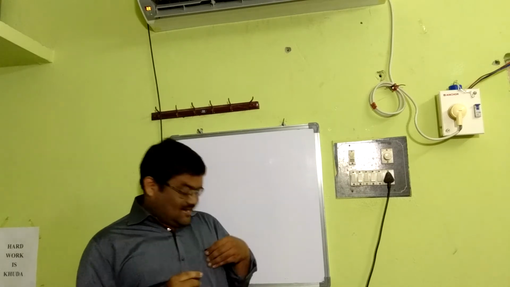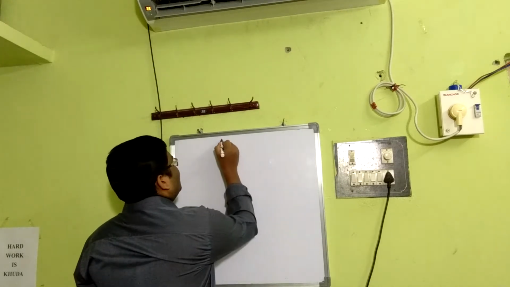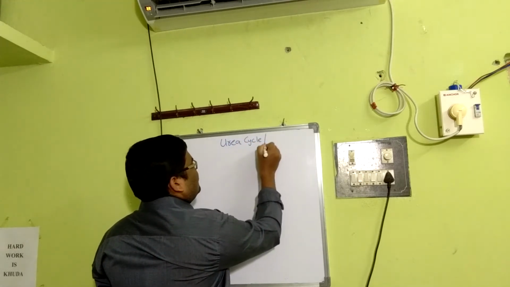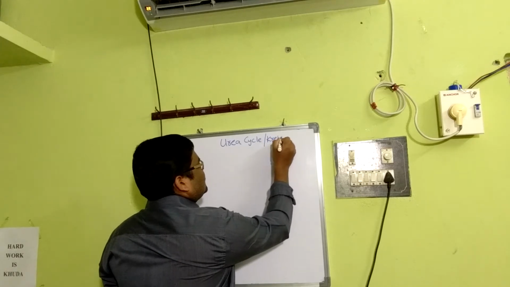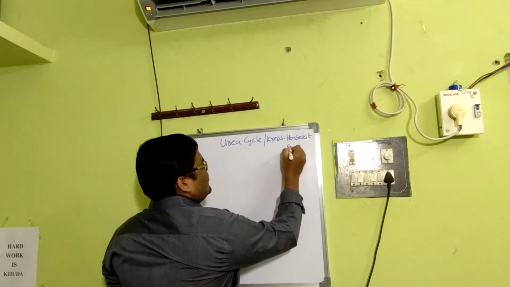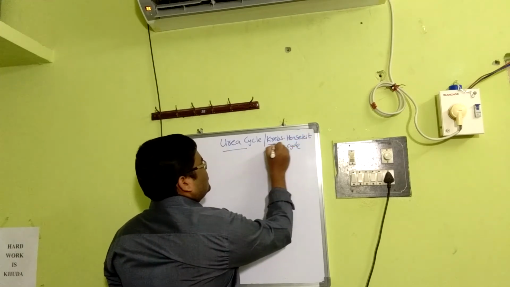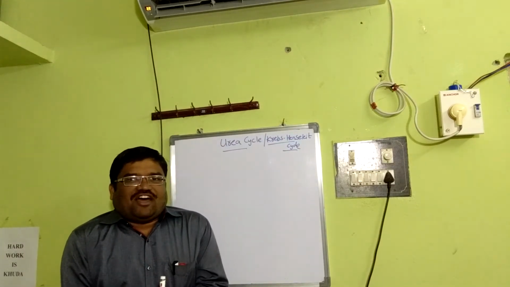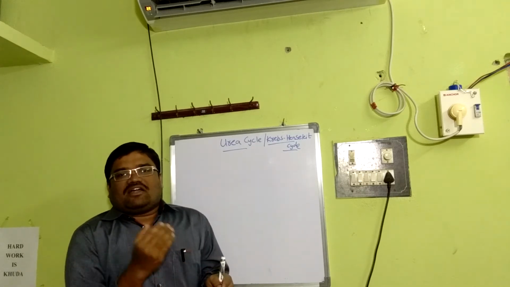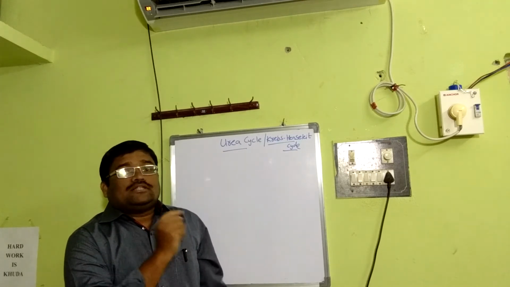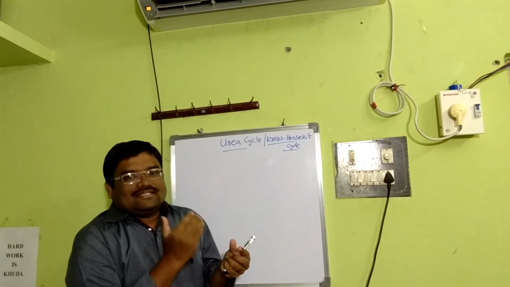Hello friends, today we are going to discuss one of the important topics: the urea cycle, otherwise called the Krebs-Henseleit cycle. It is the first metabolic cycle to be discovered, just 5 years before the TCA or Krebs cycle. Krebs-Henseleit is named after the scientists who elucidated the cycle.